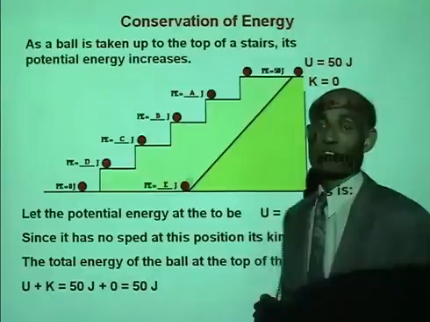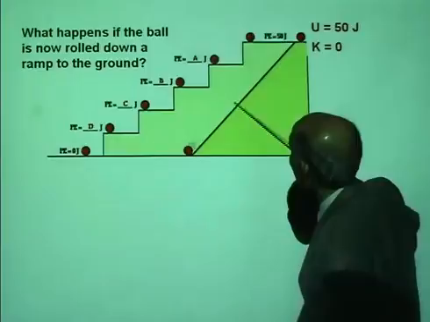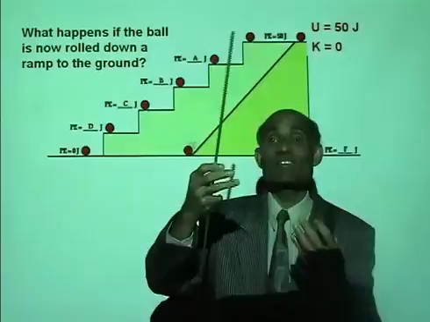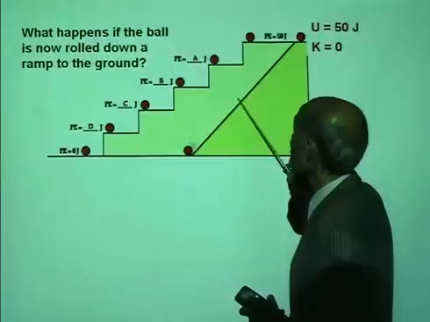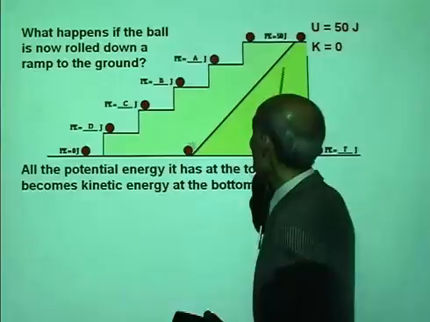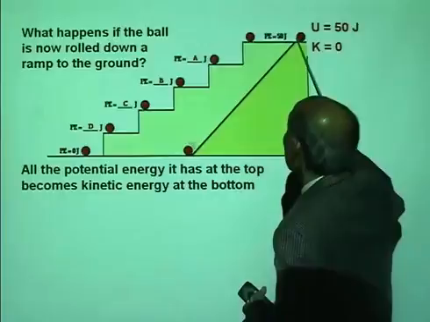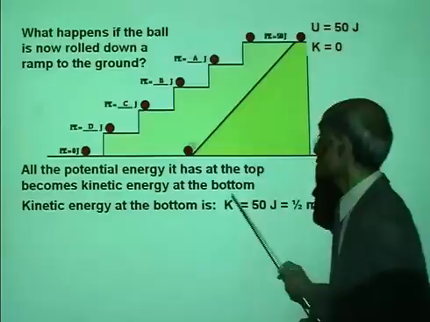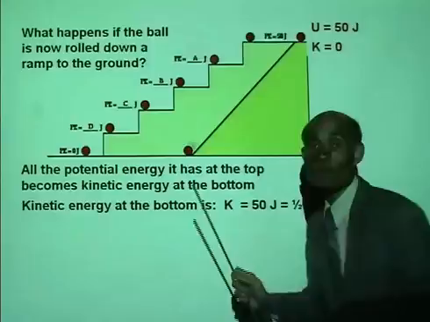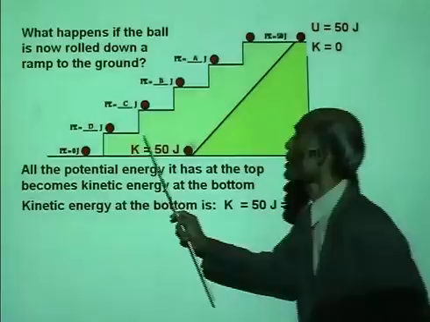Okay, now what happens if the ball is rolled down the ramp? If you now allow this ball to roll down and come here, what happens? Now this is where energy change occurs. You can see the potential energy is going to be converted to kinetic energy. All the potential energy it has at the top becomes kinetic energy at the bottom. Once it reaches the bottom, it comes with a good speed. Where did it get the speed from? Well, the speed it acquired because it had an original potential energy. Now, at the bottom, all that potential energy, all this 50 joules, becomes kinetic energy. So its kinetic energy is 50 joules, and that will be 1/2 mv squared.